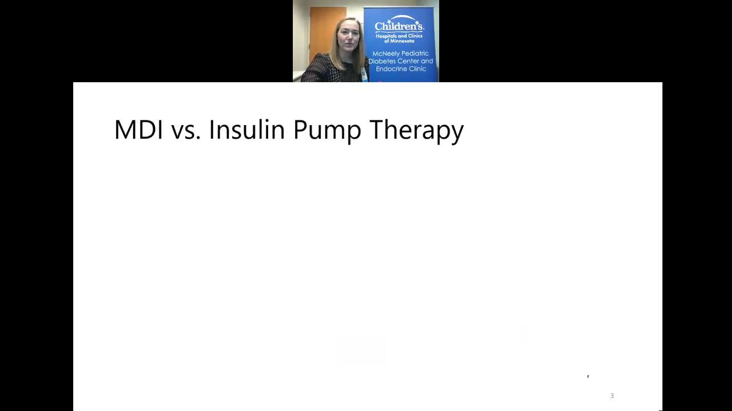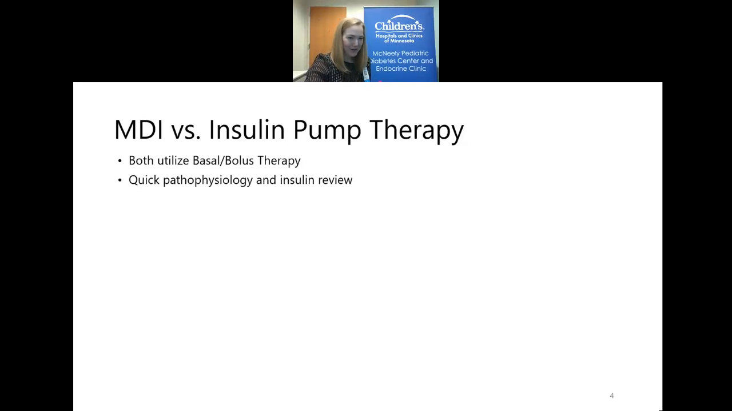All right, so to understand the difference between multiple daily injections and insulin pump therapy. First things first, you're still getting insulin, and both modes of therapy utilize basal bolus therapy. So what is basal bolus therapy? Well, to get there, we need to do a quick pathophysiology and insulin review.